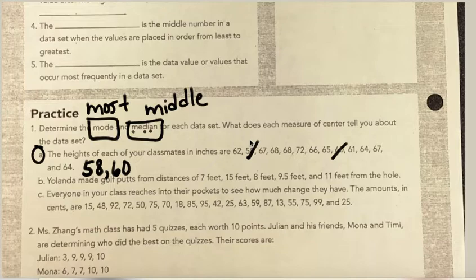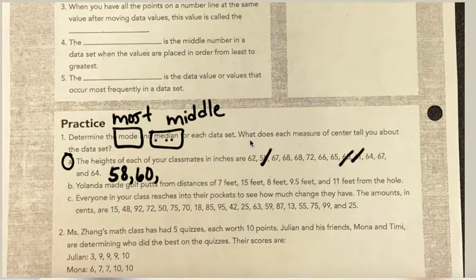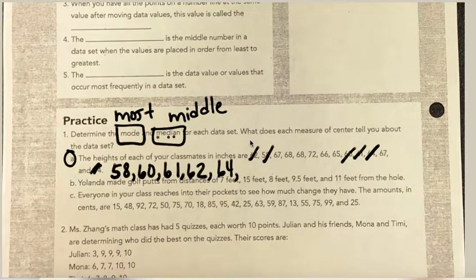I don't see any more 60s. I have a 61. I have a 62. Do I see a 63? Nope. I do see a 64. And we talked about this in one of my classes, how they like to trick us and put another number down here that you might miss, because you might think, oh, there's already another 64. But you still need to represent that second 64.